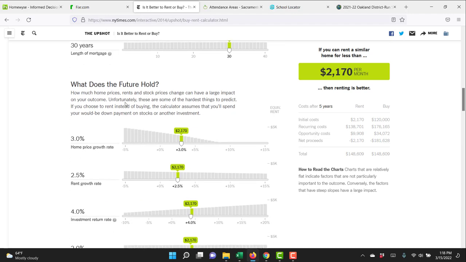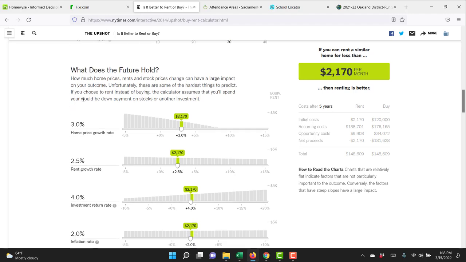And then, what does the future hold? Now there are some categories here that are all assumptions. These are going to be things that we assume are going to happen.